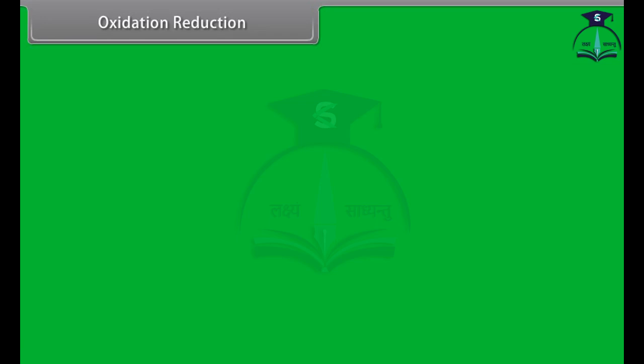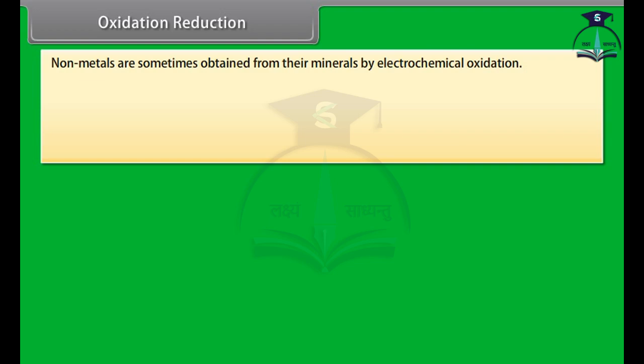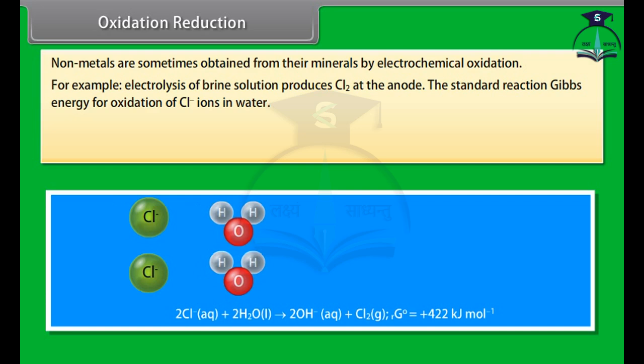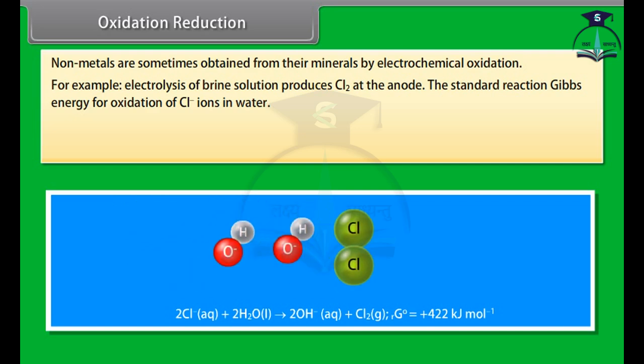Oxidation and reduction. Non-metals are sometimes obtained from their minerals by electrochemical oxidation. For example, electrolysis of brine solution produces Cl2 at the anode. The standard reaction gives energy for oxidation of Cl- ions in water. High positive value suggests that electrolysis is required.